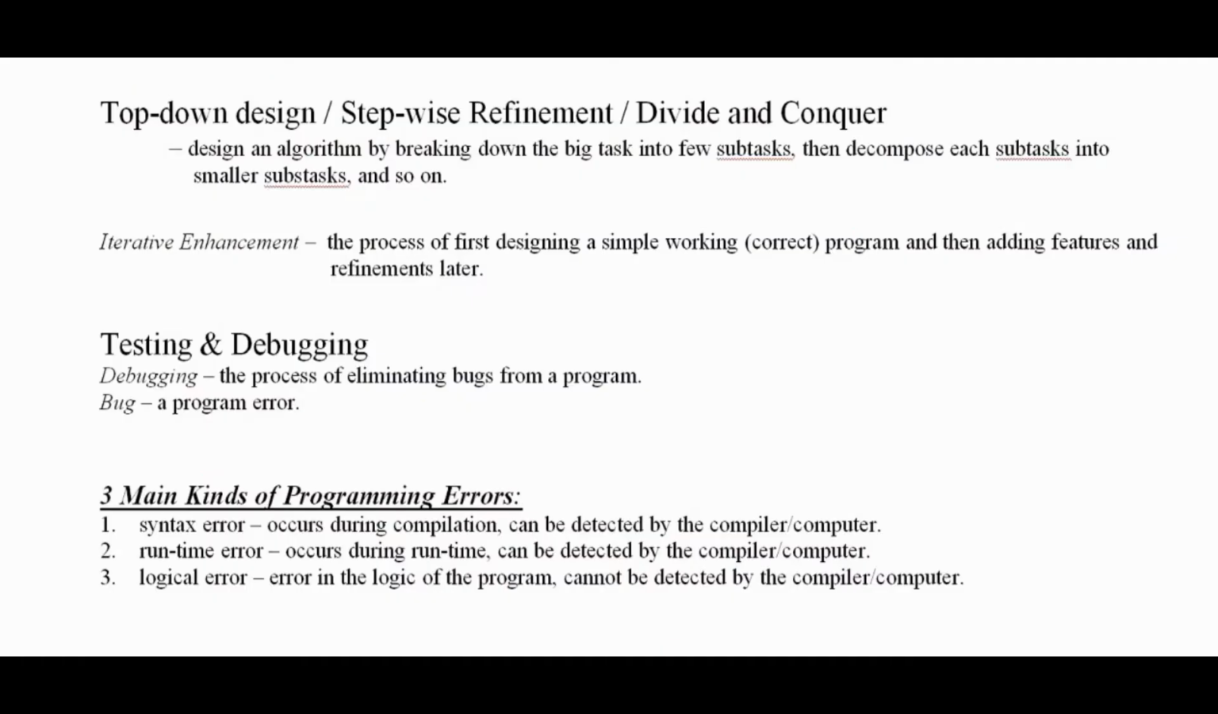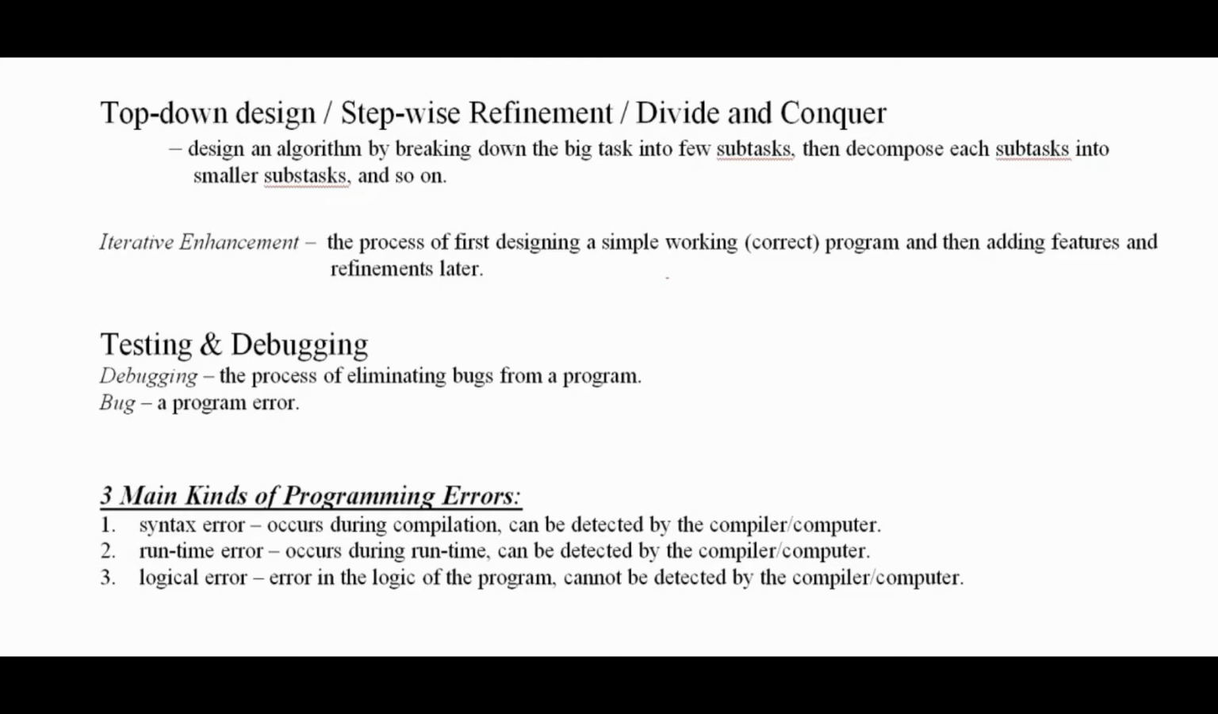We have here three terms: top-down design, stepwise refinement, and divide and conquer, which describe the process of designing an algorithm by breaking down the big task into a few subtasks and then continuing to decompose each subtask into much smaller subtasks and so on until the resulting subtasks are in their smallest or simplest form. Now, I believe I described this process to you already in one of the previous videos, but we will just have to review this time.